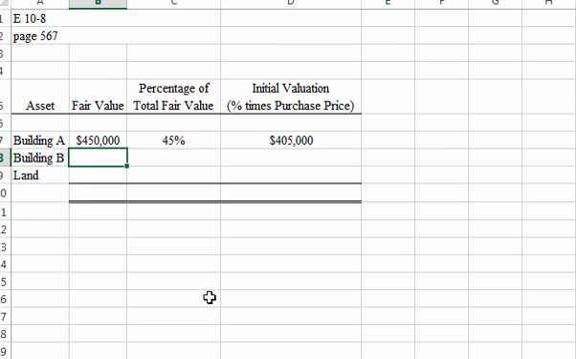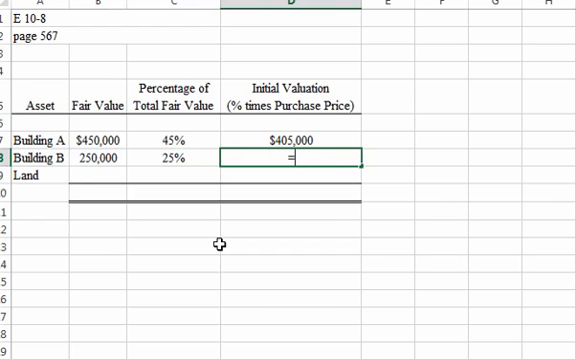Building B, fair value is $250,000. Okay, that $250,000 is a percentage of total fair value. I know it's $1 million now, so I'm just going to put $1 million in the bottom, but it's your three fair values added together. 25%. So now we'll say 25% times the amount paid for all three items, $900,000.